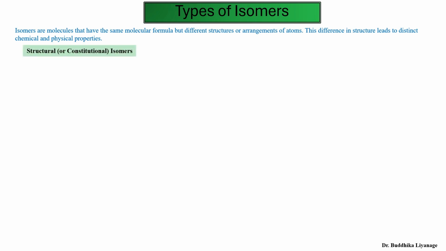Structural or constitutional isomers. Isomers differ in the connectivity of their atoms. In this type of isomers, the atoms are connected in different orders, resulting in different structures.